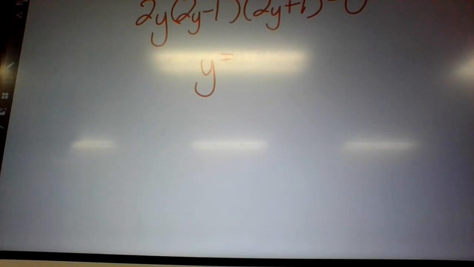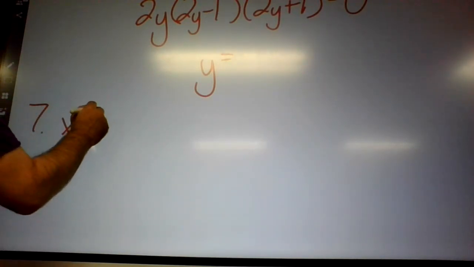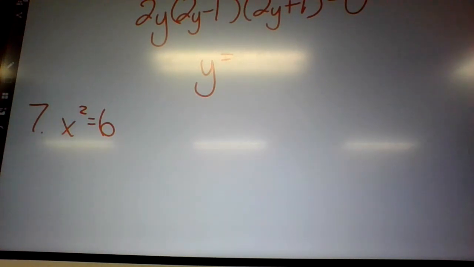7x squared equals 6. I feel like it wasn't too long ago we did this assignment. So 1 through 6 was the first assignment, 7 through 10 is the second assignment. Davin, do you remember how we solved these?